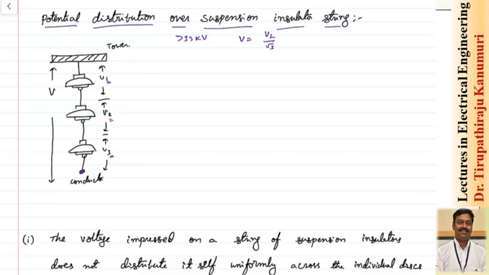Because mostly we go for the star connection, the phase voltage will be equal to VL divided by root 3. Please remember that if it is a delta connection, the phase voltage is equal to the line voltage only.